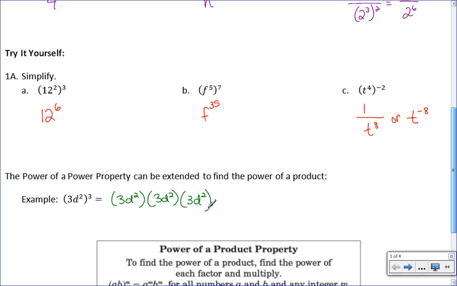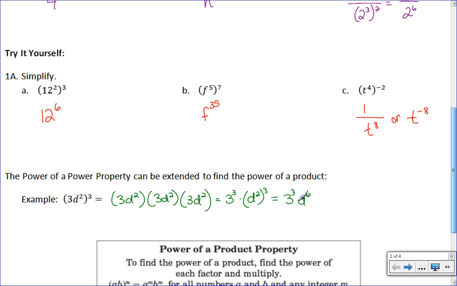Okay. And we see here that we have 3 multiplied 3 times, so this is 3 to the third. And we have d squared multiplied 3 times, so this is d squared to the third. And then using our power of a power property that we just learned, we know that we can multiply these exponents. So this is 3 to the third, d to the 6th.